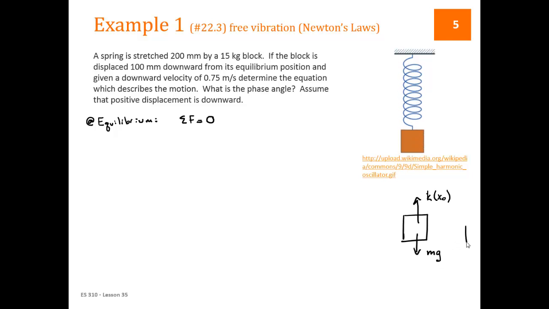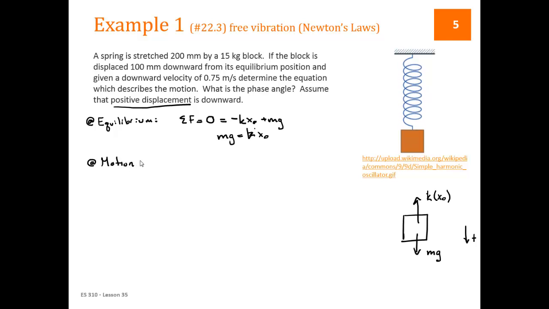We're going to define downwards as positive, because that's what the problem tells us to do. So then we can write our sum of forces equal to 0. We've got negative k x naught plus mg. So this tells us that mg is equal to k x naught. Now we'll do motion.